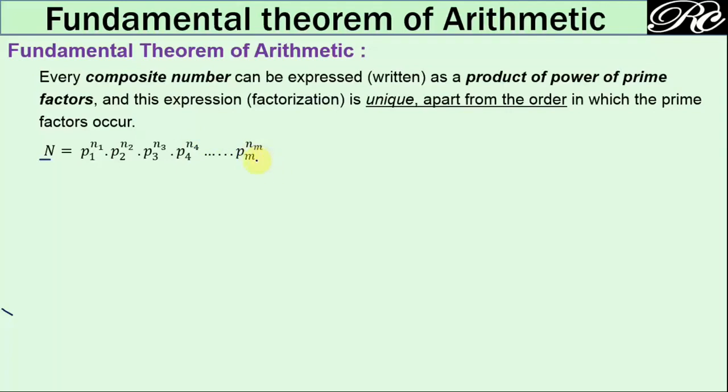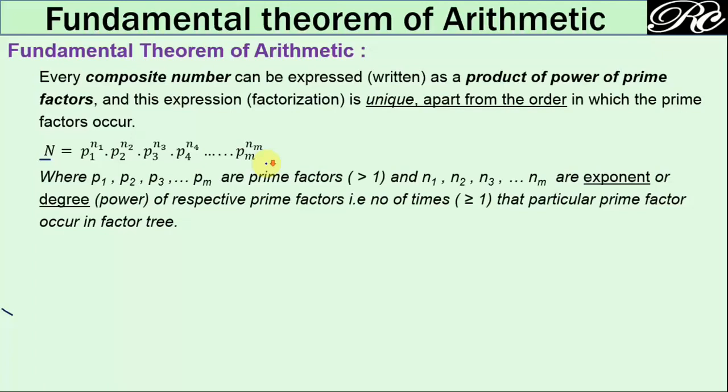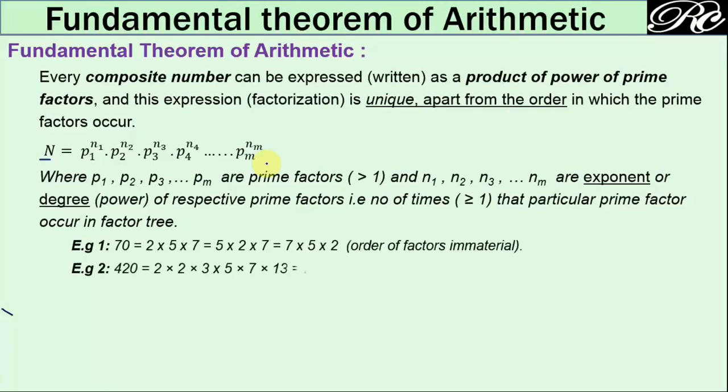So here p1, p2, p3, pm are prime factors. Keep in mind, prime factors means it is greater than 1, and n1, n2, nm are the degree or exponent of these prime factors. Now these p1, p2, p3 can be obtained with the help of the division table or the factor tree method that we have learned in the previous section.